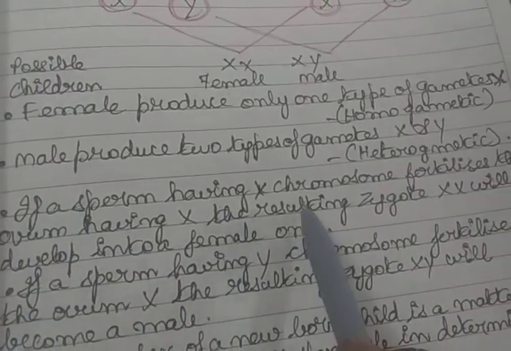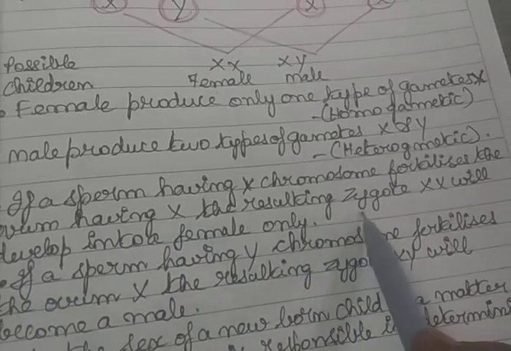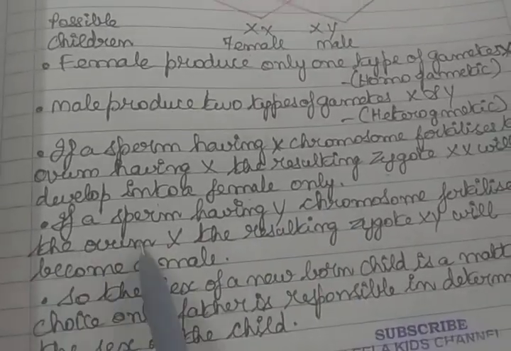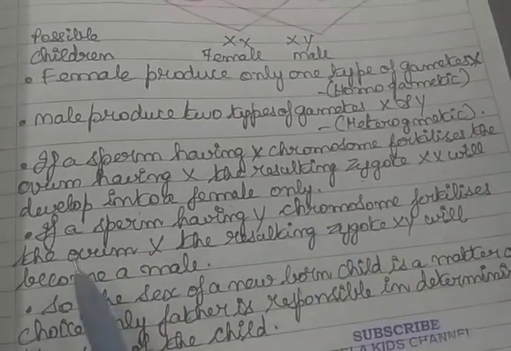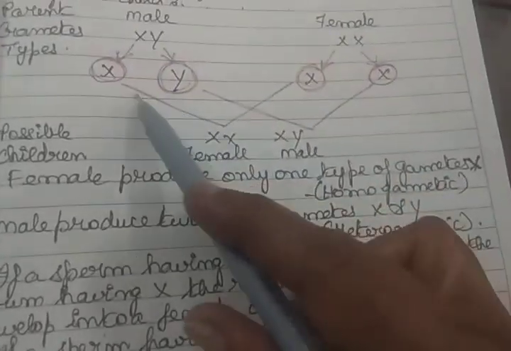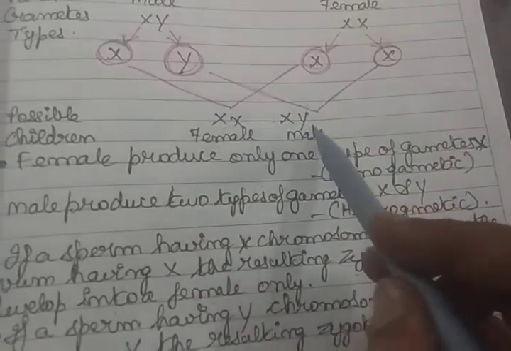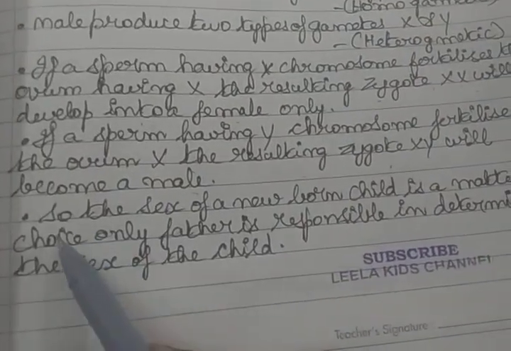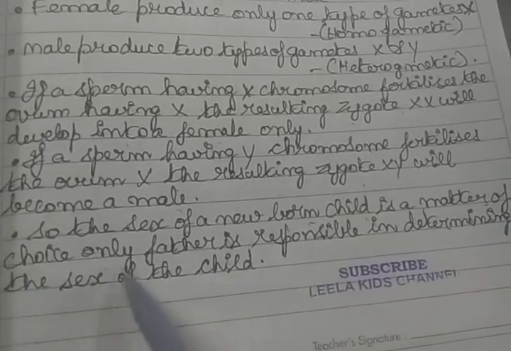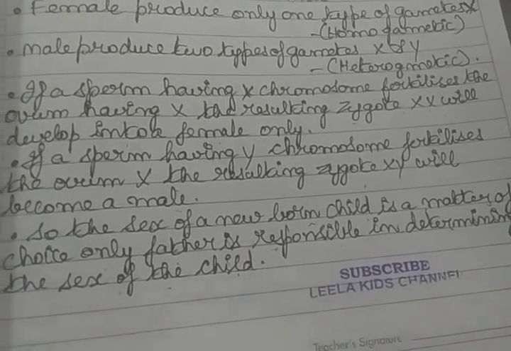If a sperm having X chromosome fertilizes the ovum having X, the resulting zygote XX will develop into a female only. If a sperm having Y chromosome fertilizes the ovum X, the resulting zygote XY will become a male. That is what is given here. X and X means XX only, and X and Y means XY only. So the sex of a newborn child is a matter of chance only. Father is responsible in determining the sex of the child.